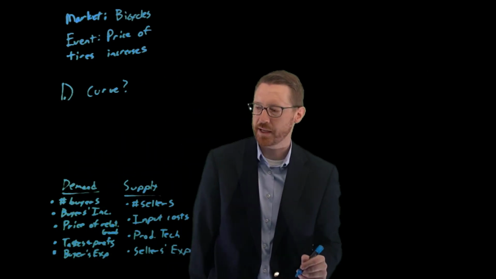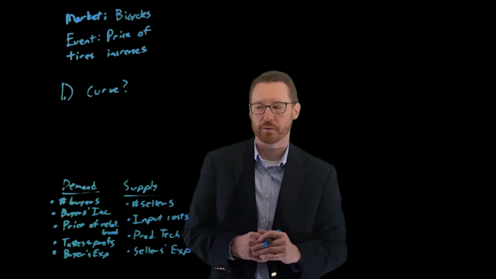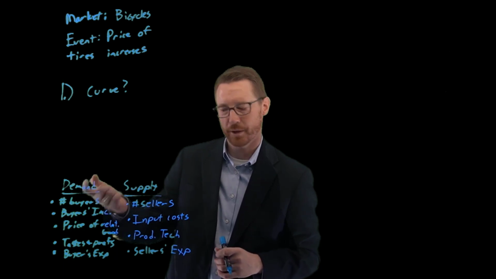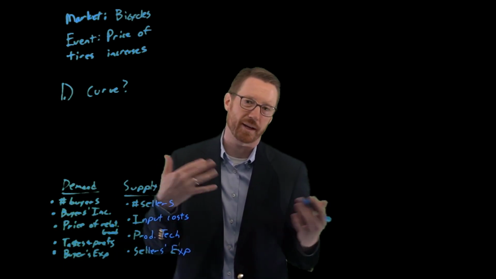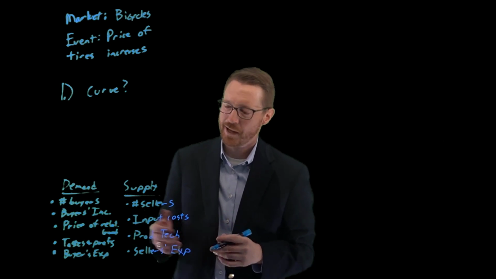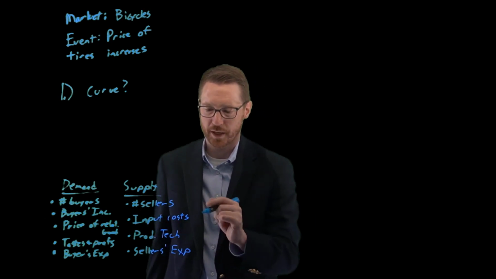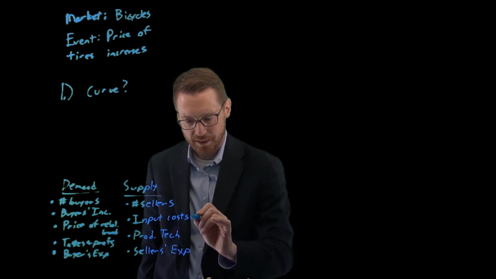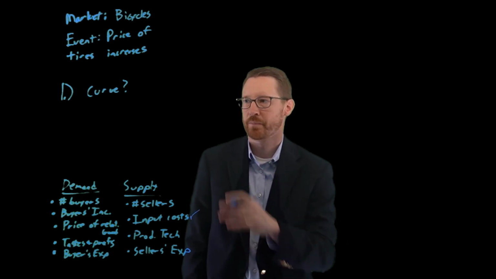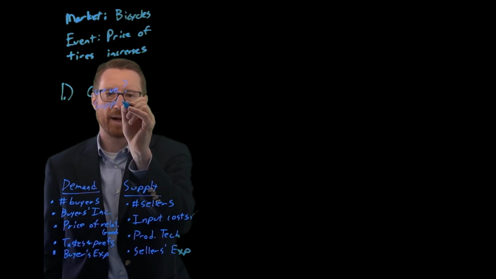So if we've got that list, we can just work our way down it and figure out which curve is being affected. Number of buyers? Nope, that's not it. Buyers' income? Nope. Price of a related good, like a complement or a substitute? Nope, that's not it. Tastes and preferences? No. Buyers' expectations? No. Number of sellers? No. Input costs? Oh, there we go. Tires are needed to make bicycles. This is a story about an input cost. So which curve is affected? This is going to be a story about supply.